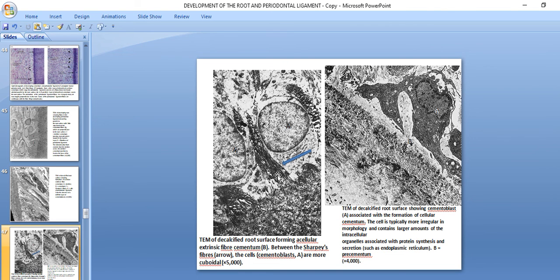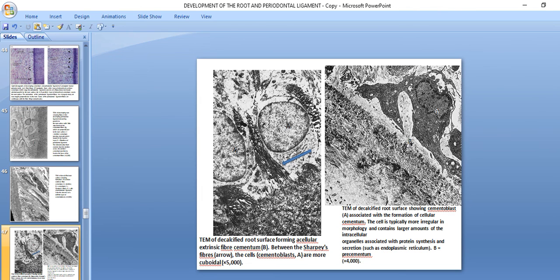And between the Sharpey's fibers, the cells are cementoblasts and are more cuboidal. These cells are cuboidal between these fibers, and here you can see this is the cementoblast with developed rough endoplasmic reticulum and other organelles and other complexes which are for protein synthesis.